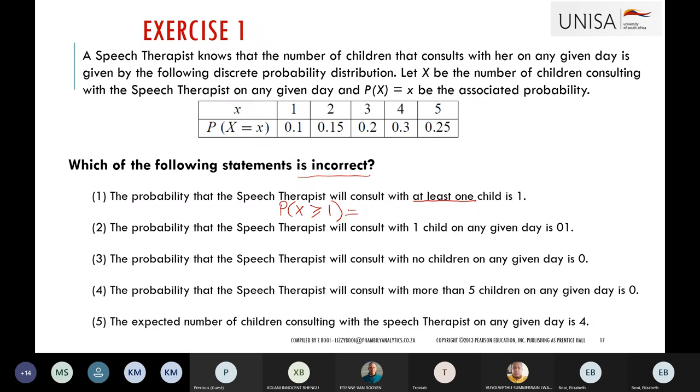And that probability will be all the probabilities. So you will have to add the probability that X equals one, plus the probability that X equals two, plus the probability that X equals three, plus the probability that X equals four, plus the probability that X equals five. So you're going to add all these probabilities together. And the sum of all probabilities is always equal to one.